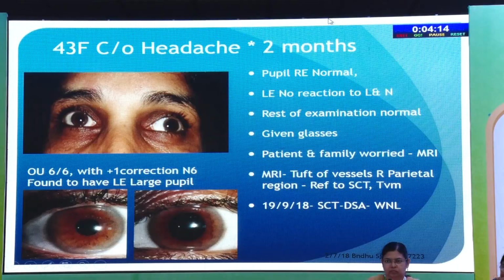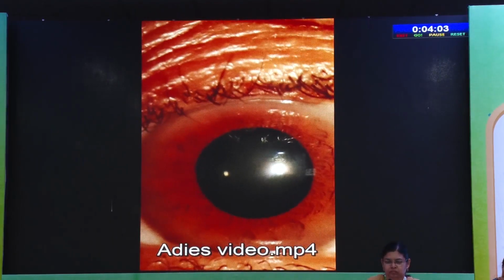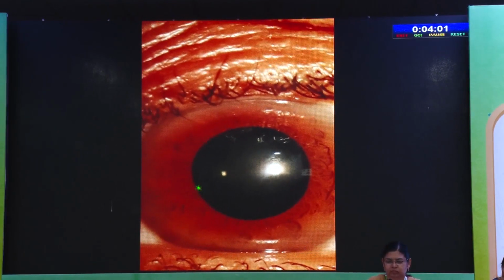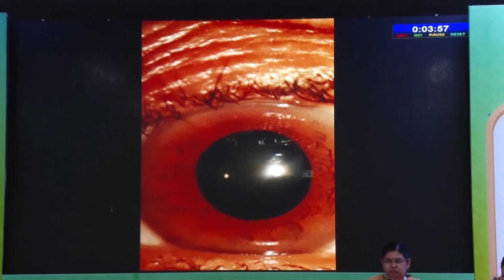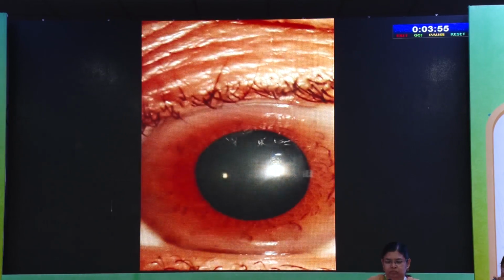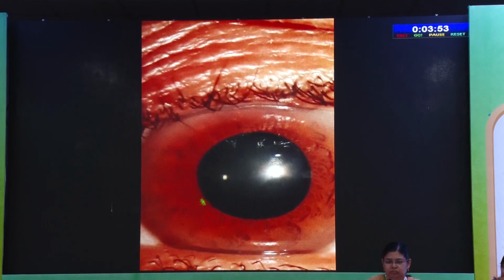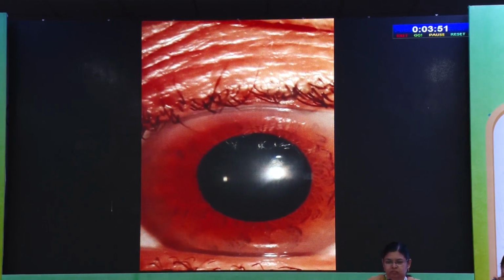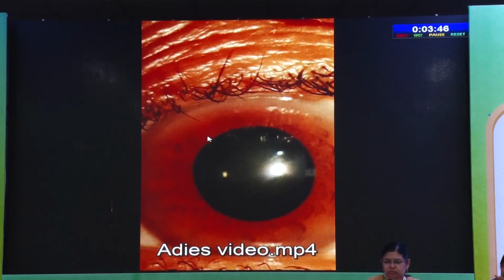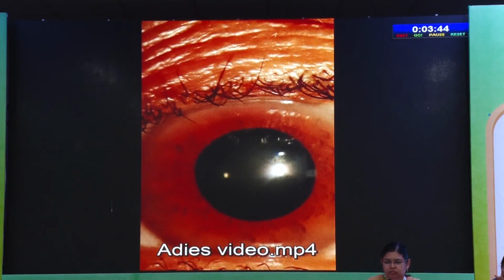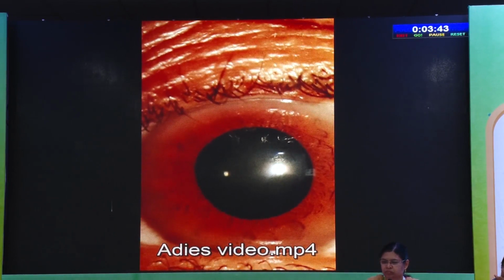This is just taken with the mobile phone, and you can see the vermiform movements. If you observe here very closely, you can see them quite clearly. There you can see very nicely the vermiform movements. So it's just taken with the mobile phone with the slit lamp adapter, and this will save a lot of trouble.